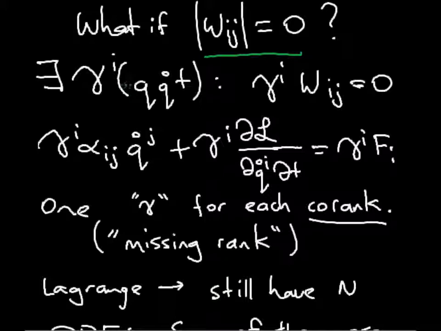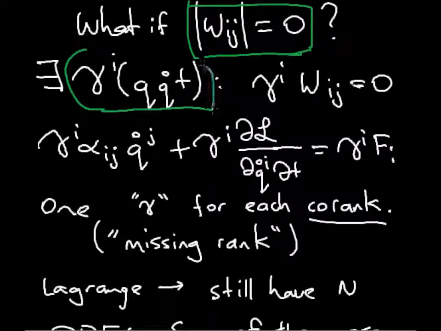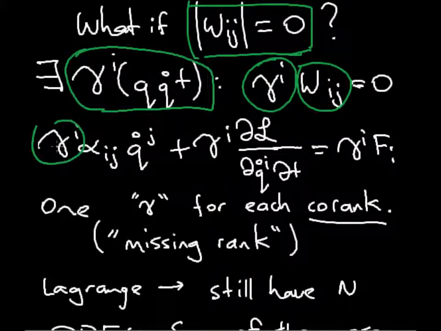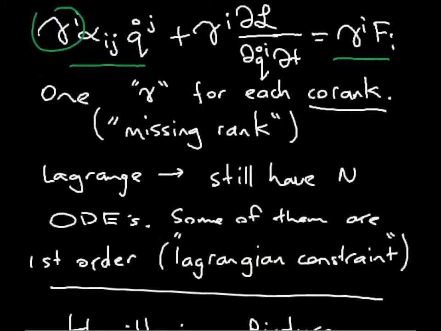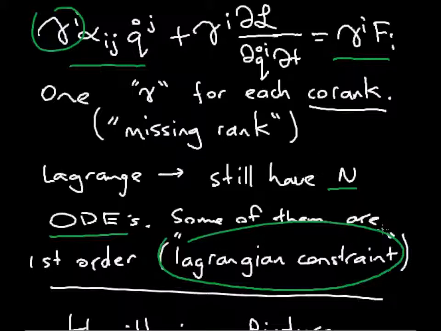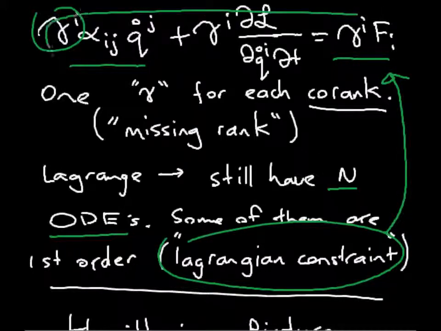Okay, so suppose we have a system with a singular Hessian matrix. For every missing rank, or co-rank, there exists some linear combination of rows that add to 0. If we combine the Euler-Lagrange equations in these multiples, we cancel out the acceleration terms to produce a relationship between first-order derivatives called a Lagrangian constraint. The null space vector that kills the acceleration, we're going to call that gamma. In the Lagrangian picture, we still have n independent equations for n unknown functions, except some of them are second order and some of them, called Lagrangian constraints, are first order.